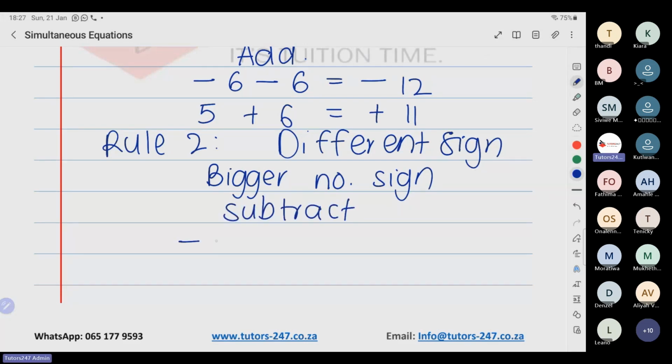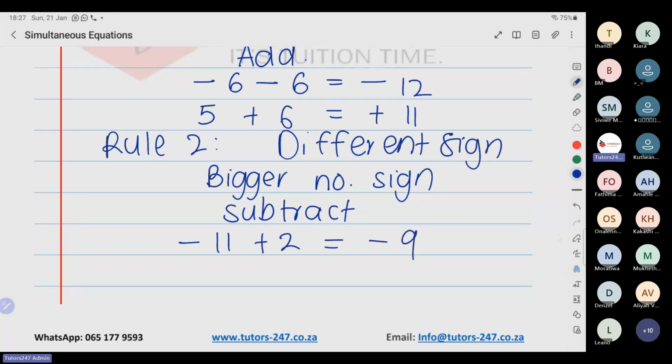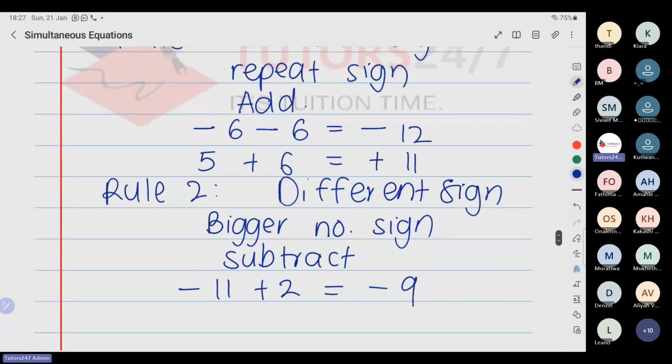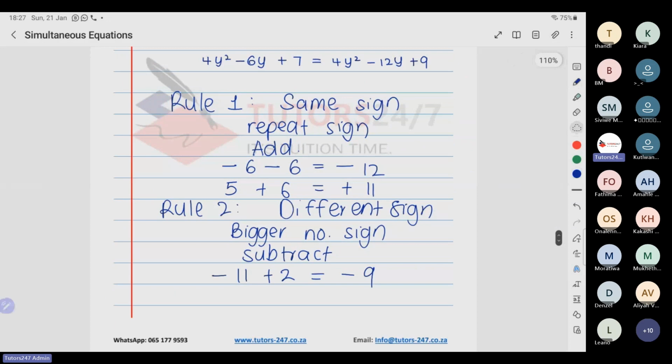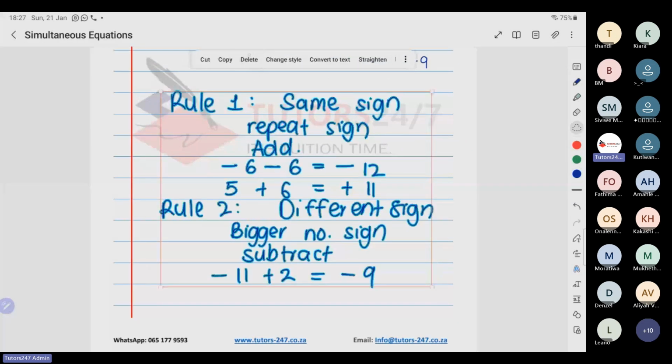So let's say we have -11 plus 2. The bigger number is 11, so we take the negative sign. Subtract 11 minus 2, you get 9. That's addition of integers. This is one method. But because you have the option of using a calculator, let me show you something else that you can do.